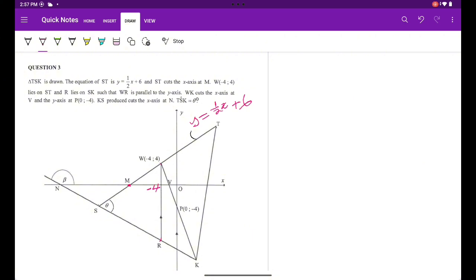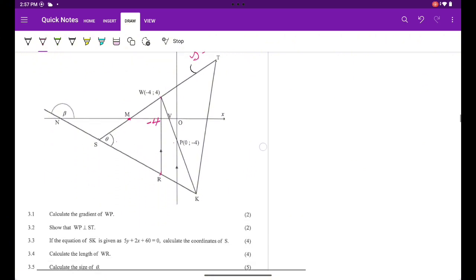WK cuts the x-axis at V and the y-axis at P with the coordinates 0 and -4. That one is given to us. KS produced cuts the x-axis at N. And angle TSK is theta. Now let's go straight to the question.